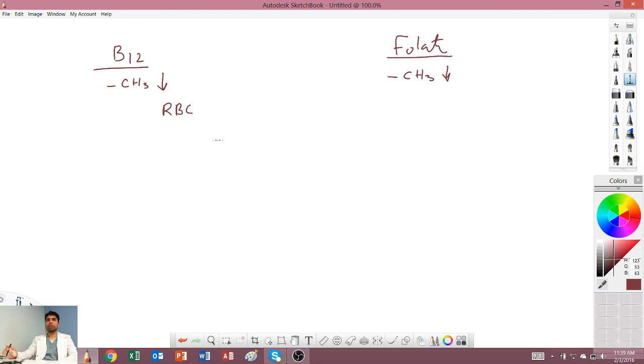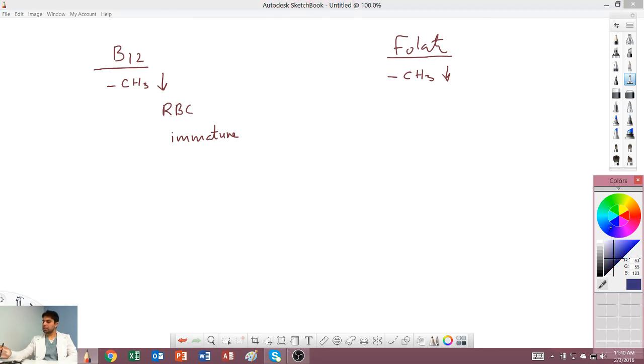Now let's go with B12. At the end of the day, both of them will cause what? RBC problems. Now RBC synthesis and division needs what? DNA. So in this case, the RBCs don't have the appropriate DNA, and they will never mature. RBCs stay immature. So the problem is, with lack of B12 and folate, red blood cells cannot mature.